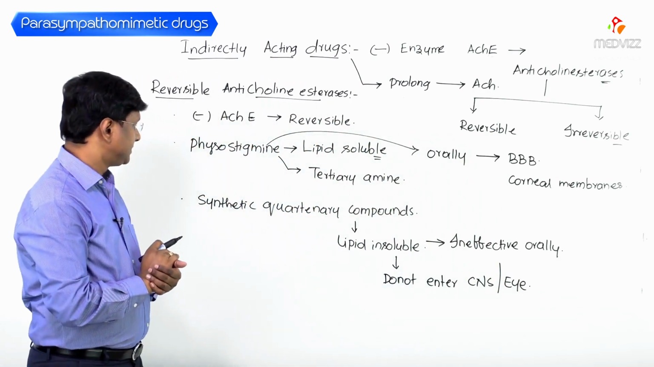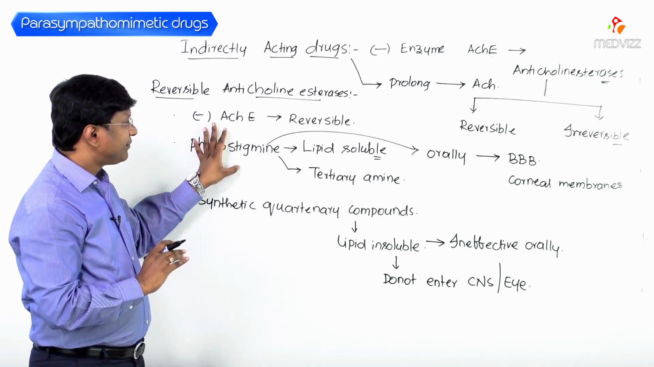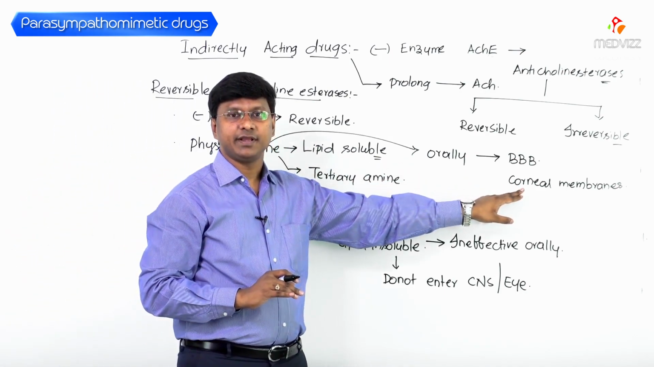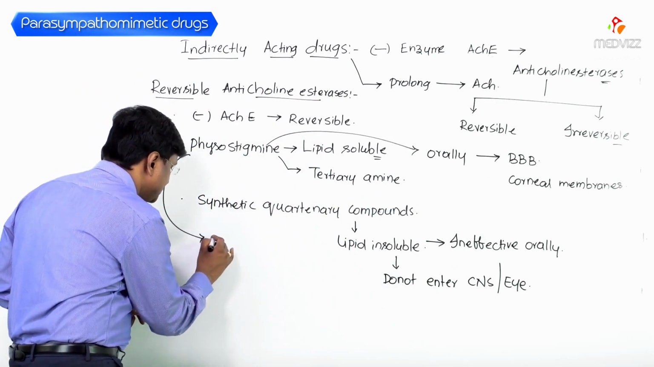Next, the other point is, because Physostigmine can cross the corneal membrane, where is this Physostigmine used? This particular Physostigmine is used in glaucoma.